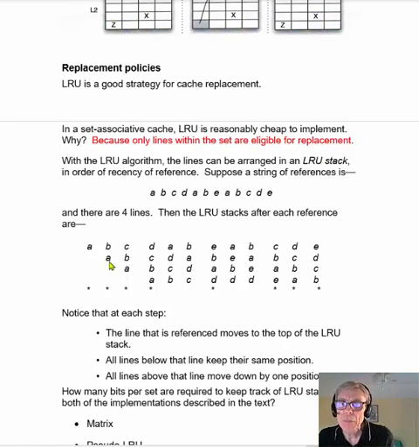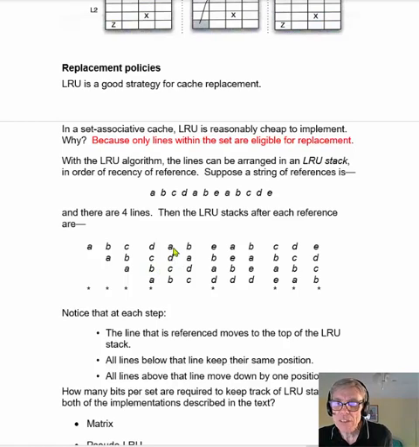Then we reference block B, and then A is the second most recently used, with B being the most recently used. When we reference block C, then it's the most recently used, with B and A being below it. And then we reference line D, and then A drops all the way down to the bottom of the set, with C and B being second and third most recently referenced.